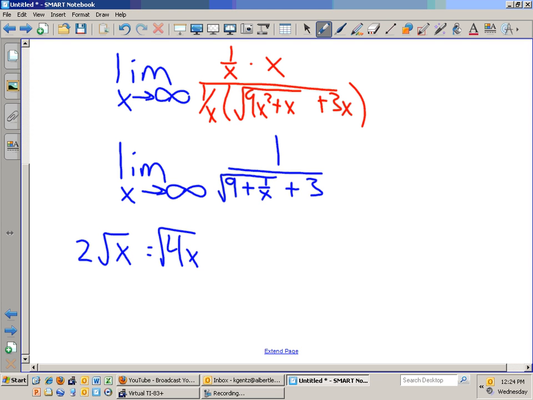Now I can let the limit go to infinity. What does this 1 over x become? That becomes 0. I'm left with 1 over the square root of 9 plus 3, which is 1 over 6.